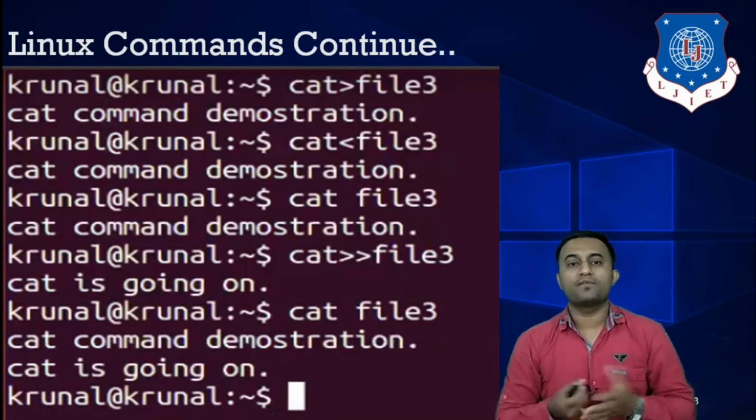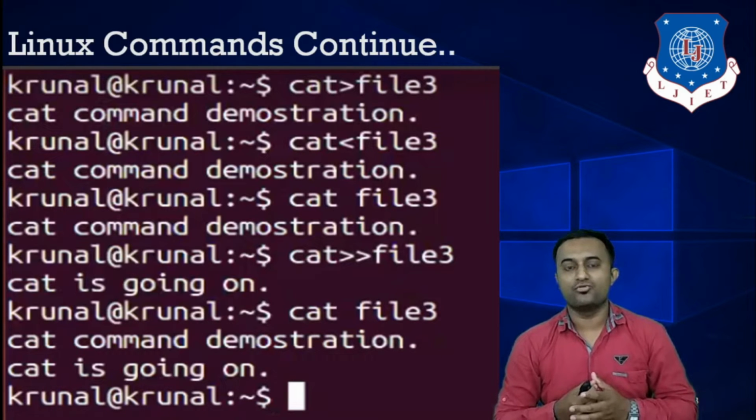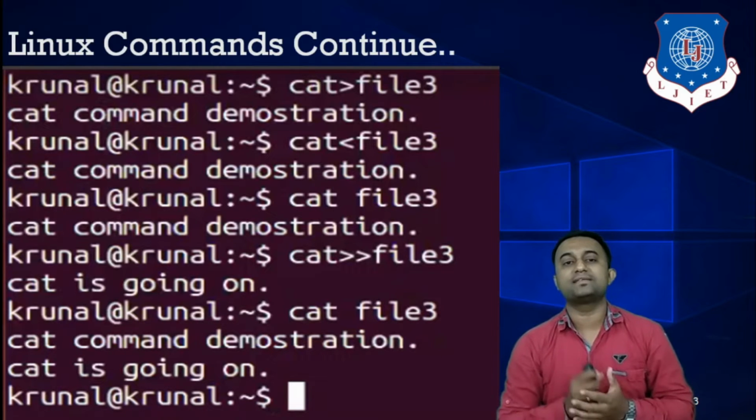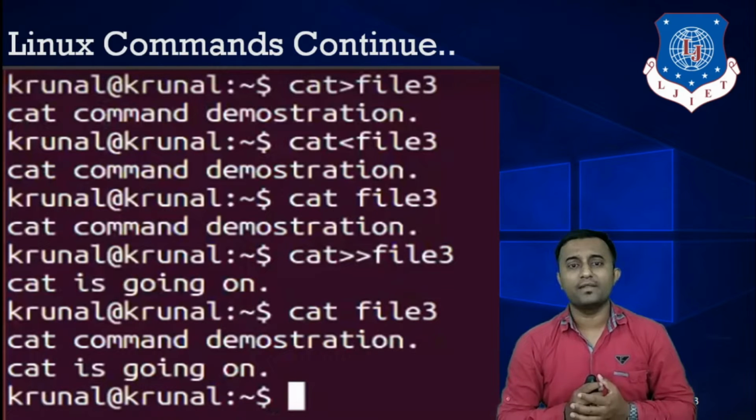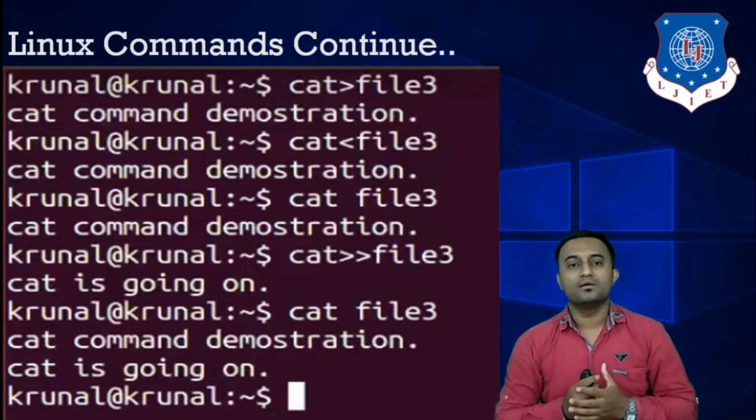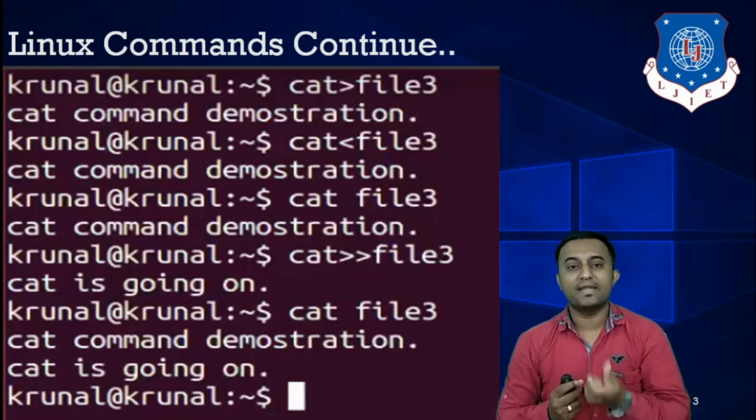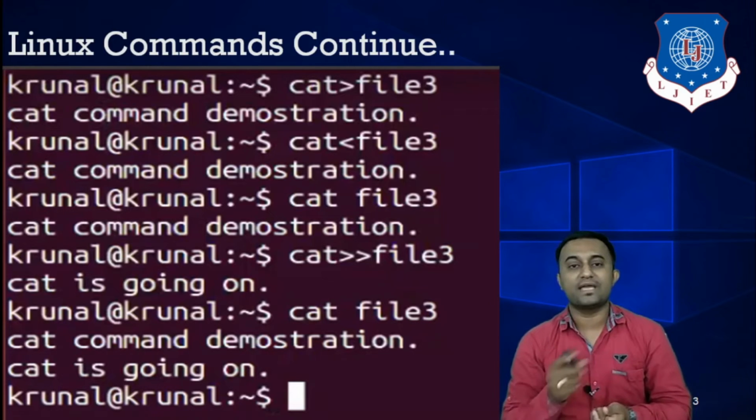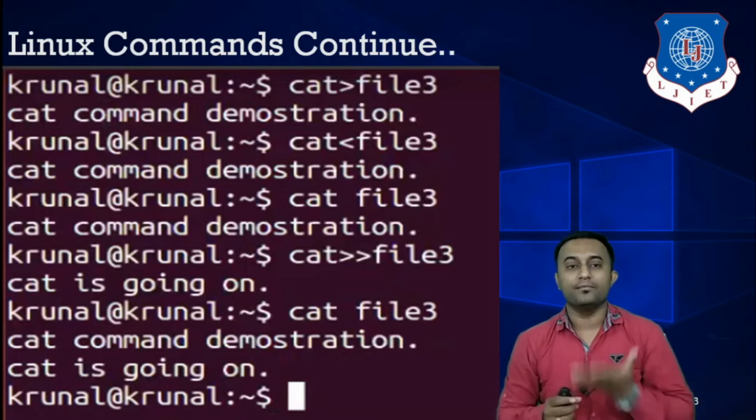One more thing we can do with the cat command, as I told you, is append content to an existing file. In that case, I need to use one more operator, the append redirection operator. So cat, append redirection operator, means two greater than signs, then the file name. It means whatever you want to add to this file, you can add in this case.